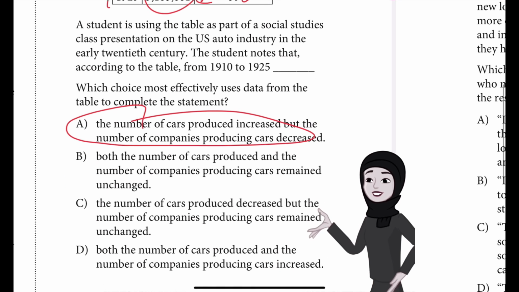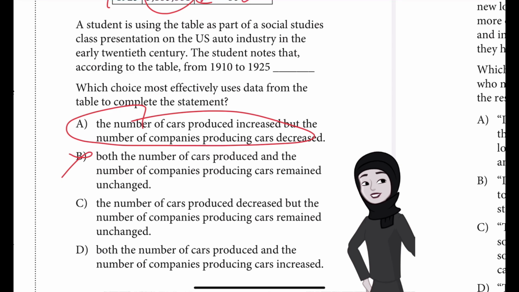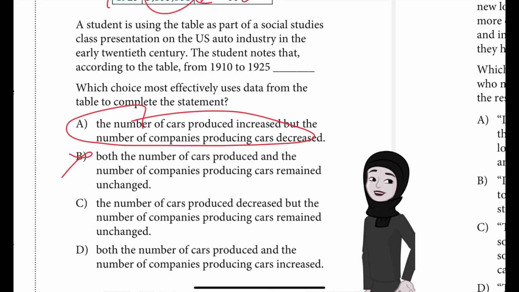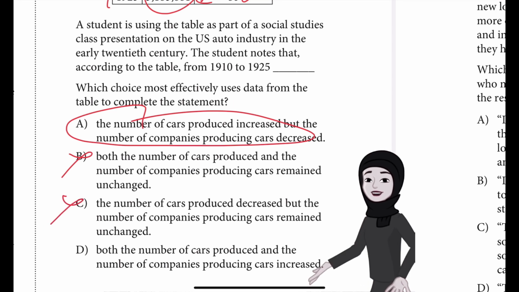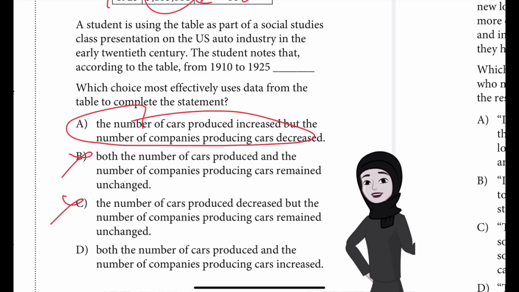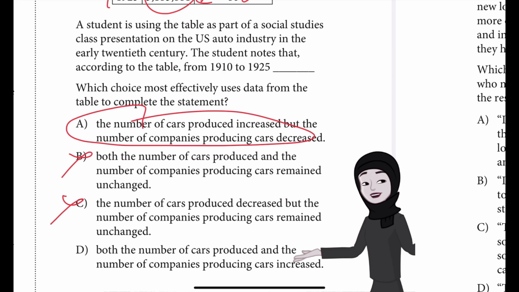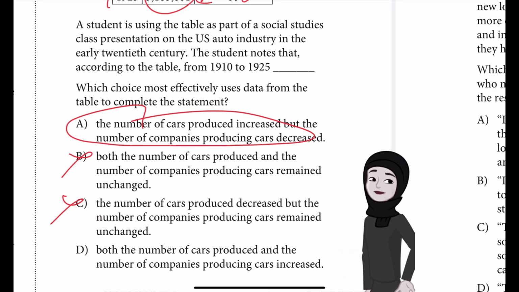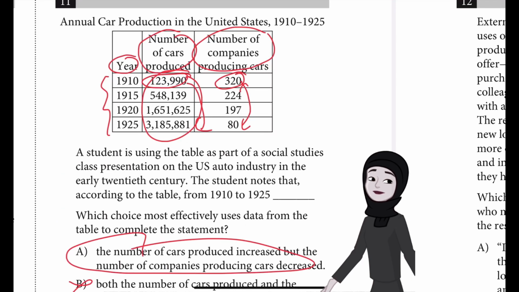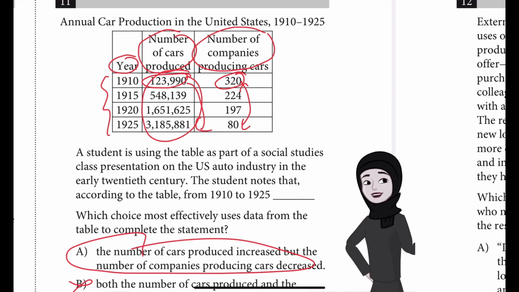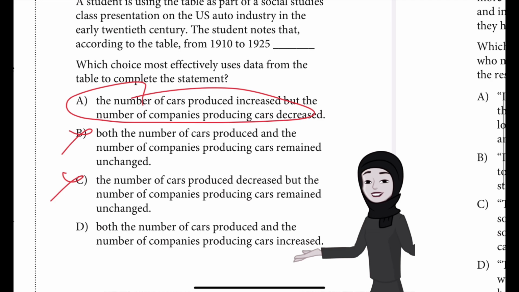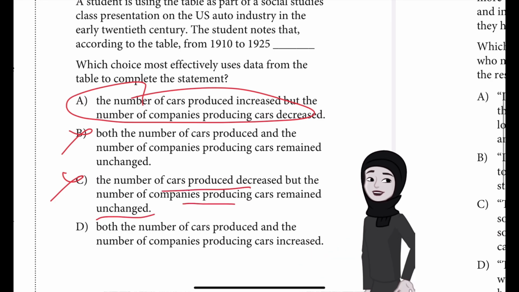And B is incorrect because the table indicates that the number of companies producing cars consistently decreased from 1910 to 1925, going from 320 to only 80. And C is incorrect because the table indicates that the number of cars produced consistently increased from 1910 to 1925, going from 123,990 cars to 3,185,881 cars instead of decreasing. Moreover, the table shows that the number of companies producing cars from 1910 to 1925 declined from 320 to 80 instead of remaining unchanged. So both the things mentioned in answer choice C are wrong.